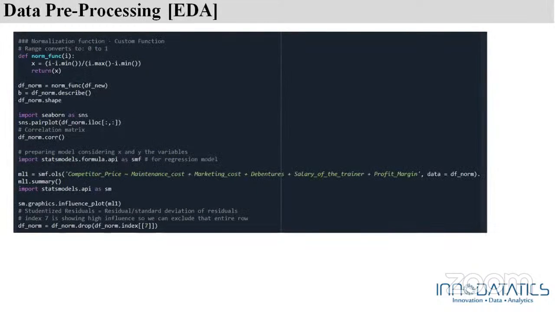We have finally done the normalization technique, wherein the data is converted into the range of 0 and 1. And with this, we come to the end of the data pre-processing process, and then we continue with the model building.